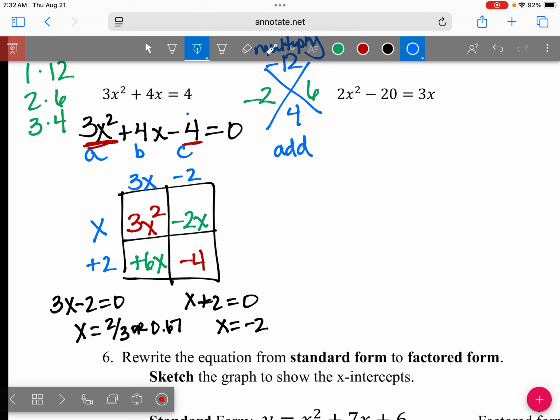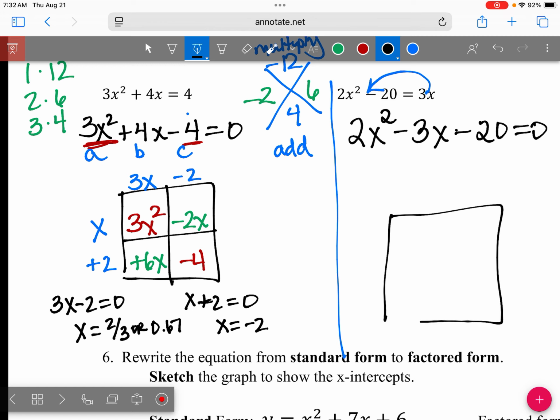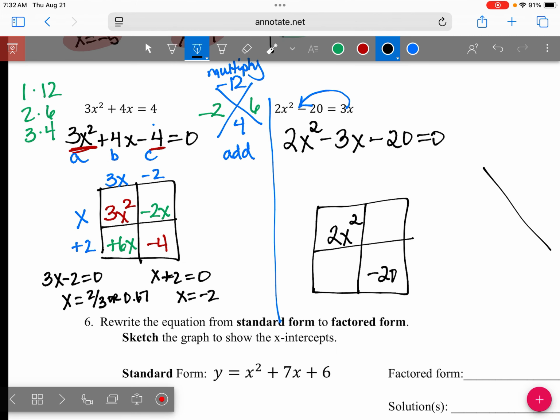All right, I'm going to let you work this one out on your own, but I will set it up for you. This is going to come across. So when it comes across, it's 2x squared minus 3x. That 3x becomes negative, and this is a minus 20. I'm going to set up the box for you, and then you all can finish it out. On top of the x is always a times c, which in this case is negative 40. On the bottom is b. All right, so I'm going to pause that one there.